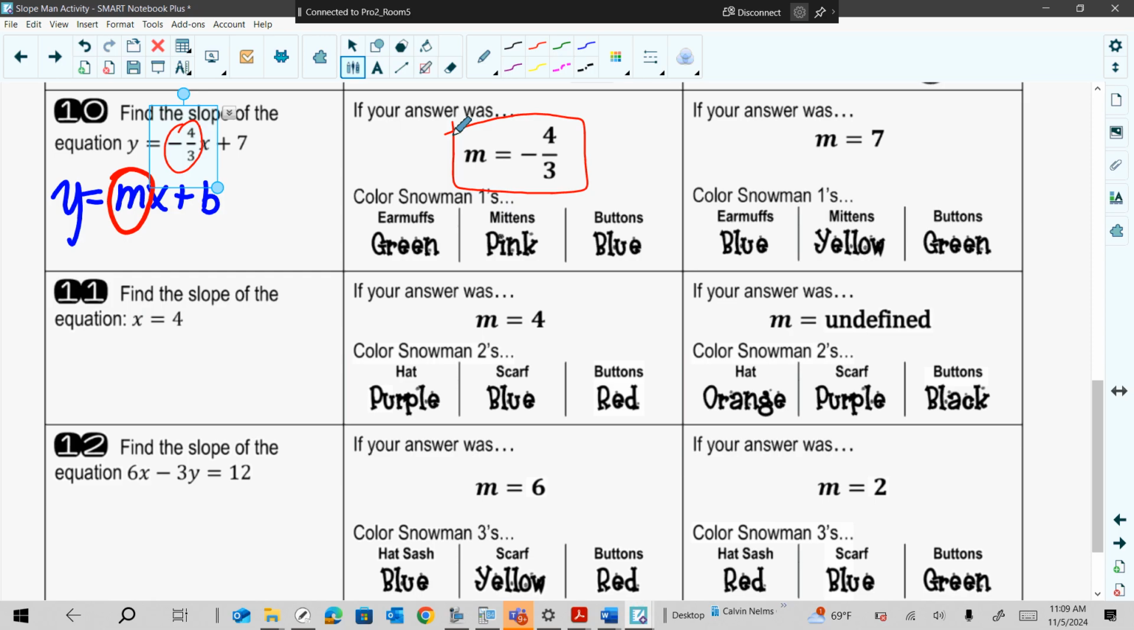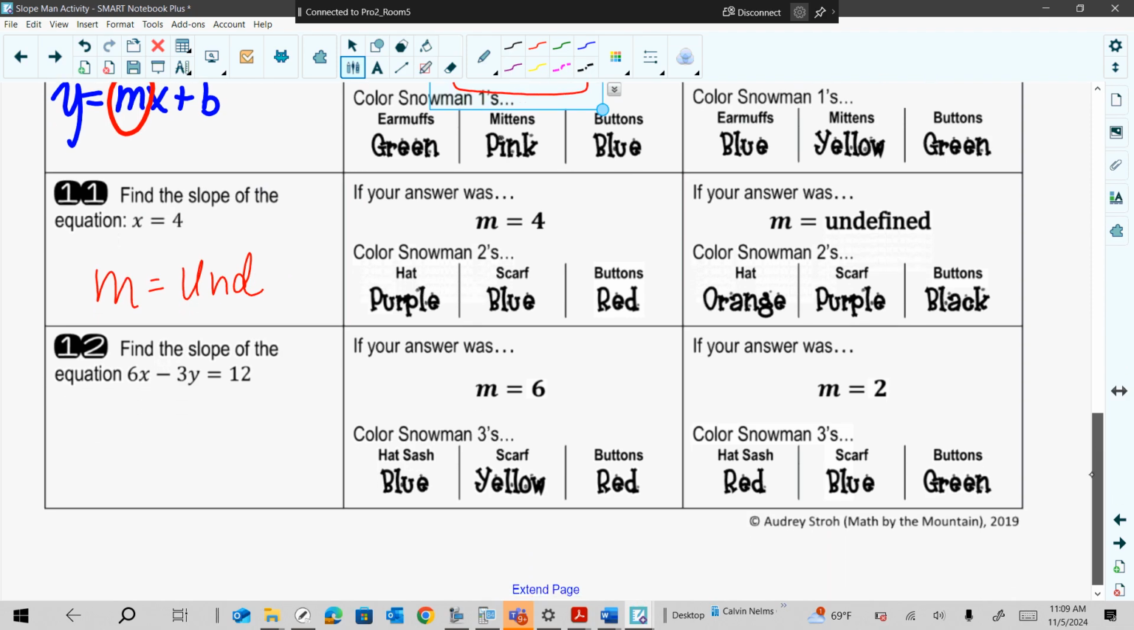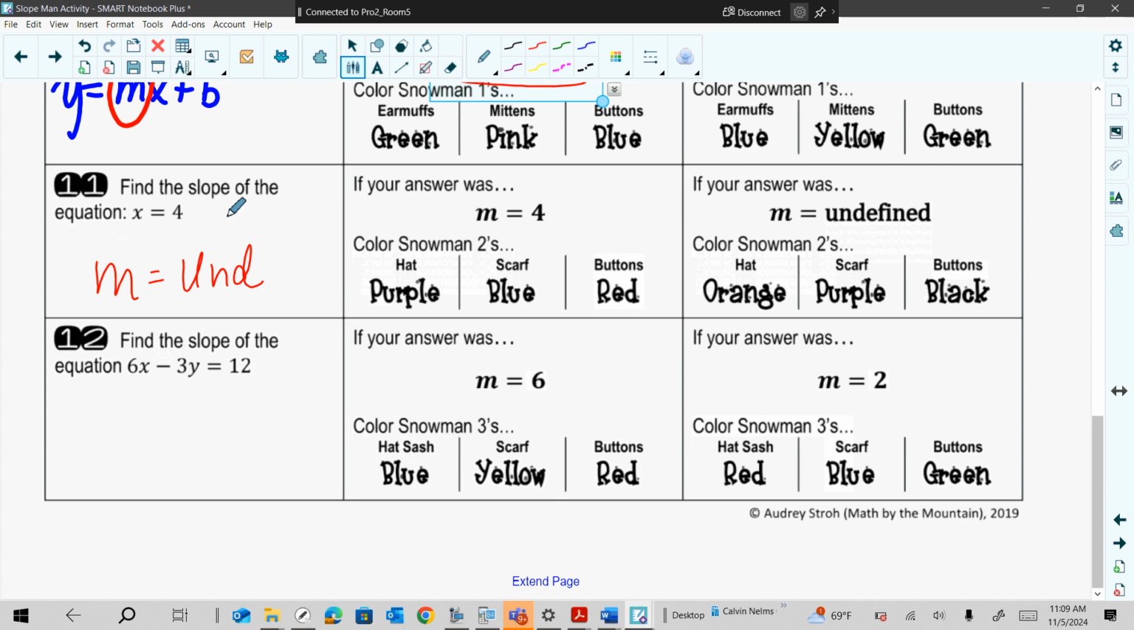What about 11? What is the slope here? Because we have x equals. What type of line has x equals? Yes, this is undefined. If it's x equals a number, this would be a vertical line. And vertical lines are undefined.